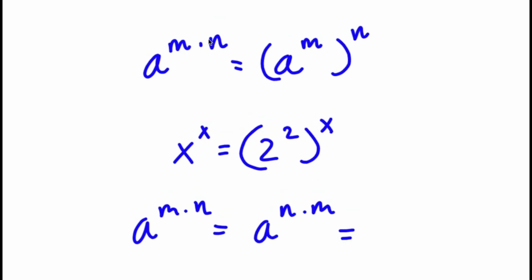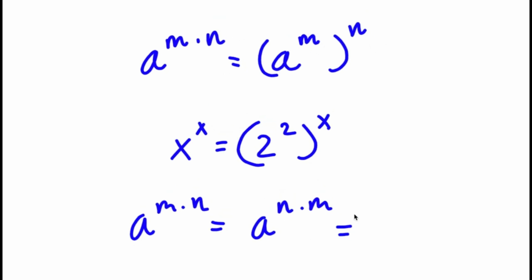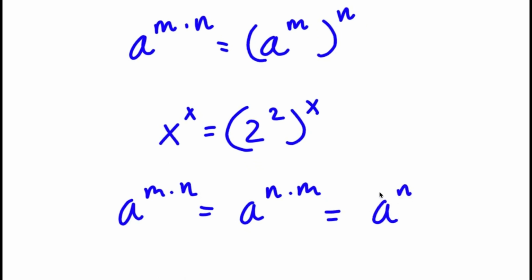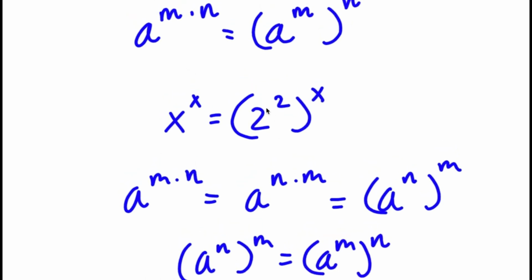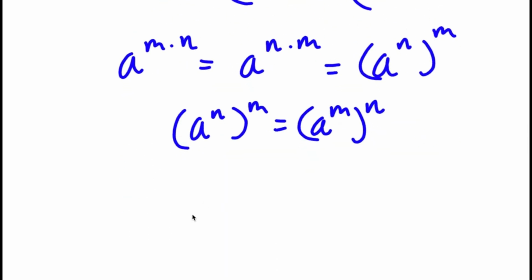So if a to the power of m times n is equal to a to the power of m to the power of n, then a to the power of n times m, this is equal to a to the power of n to the power of m. And if these two are equal, then this means that a to the power of n to the power of m is equal to a to the power of m to the power of n. So 2 to the power of 2 to the power of x, this is the same thing as 2 to the power of x to the power of 2. So now I have x to the power of x is 2 to the power of x to the power of 2.